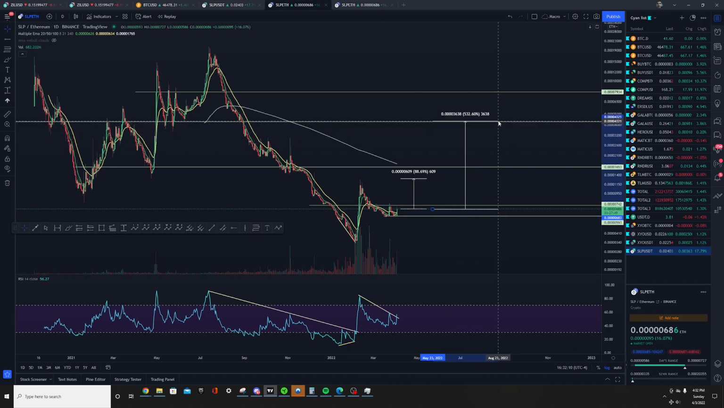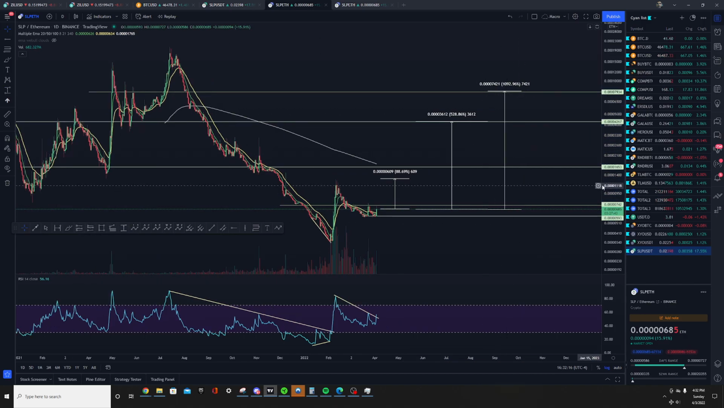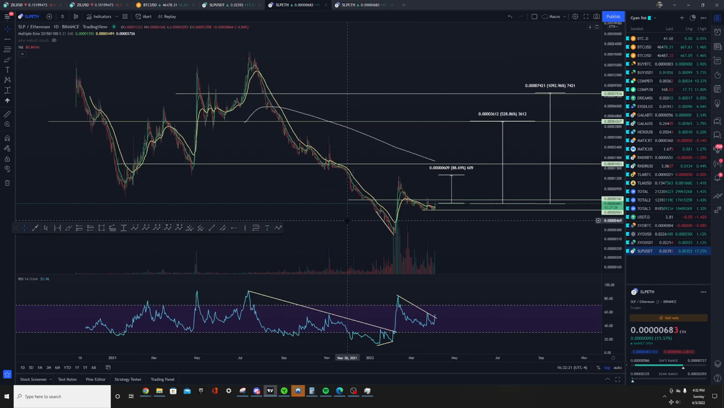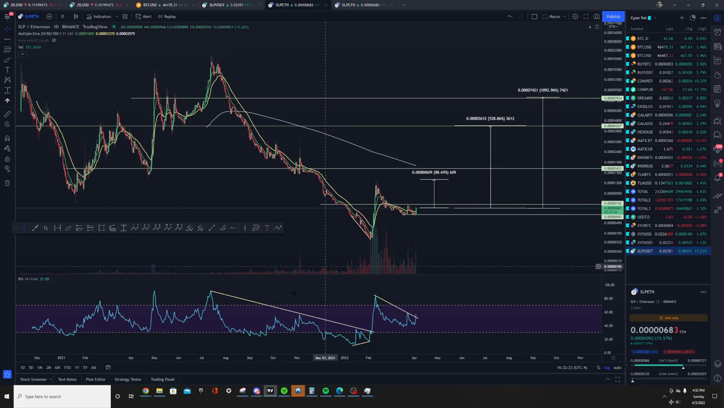So I will look at something like this. It looks like it's going to outperform ETH, and then it just looks like a new cycle is starting. Okay, that's what I had to say about Smooth Love Potions.